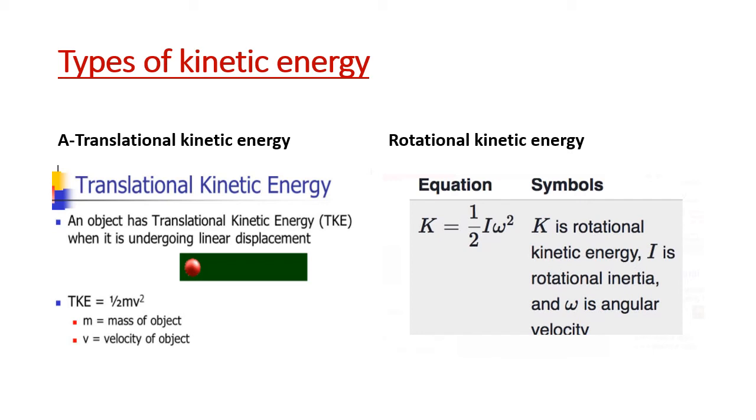Notice from the formula that kinetic energy is never negative. Half mv square or half I theta prime square will give always positive values.